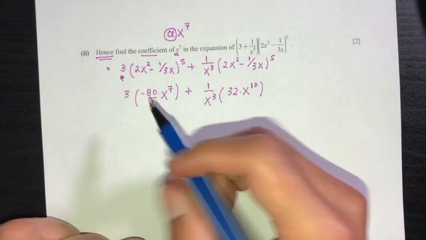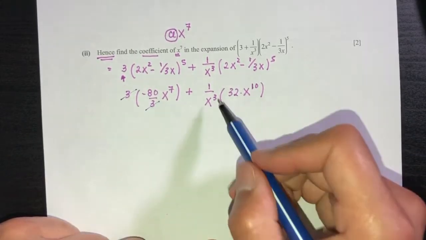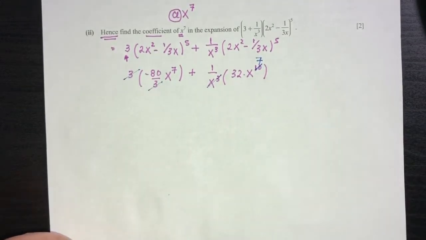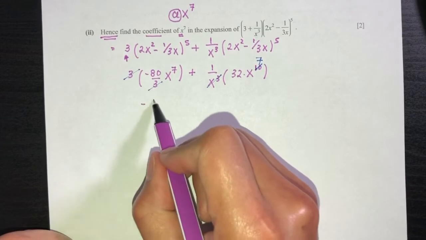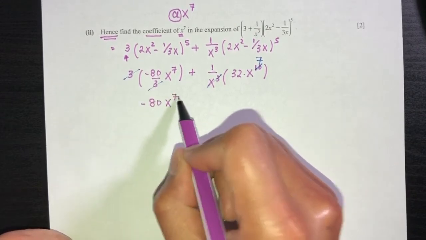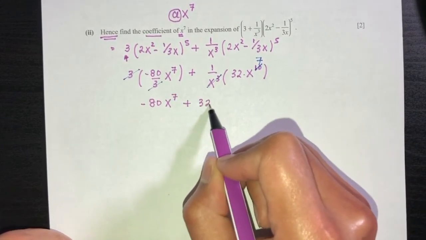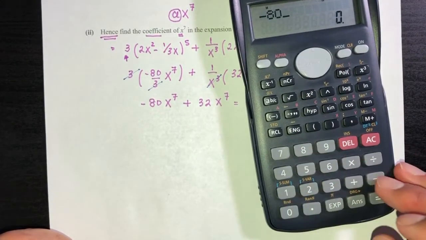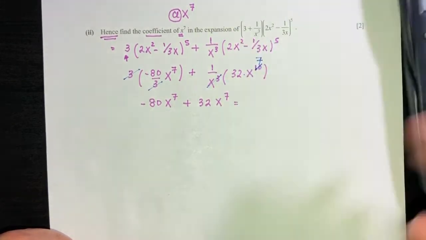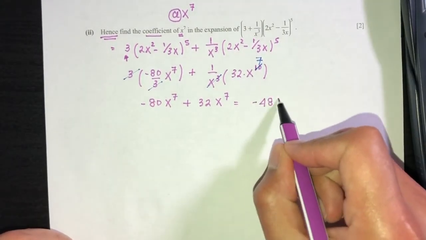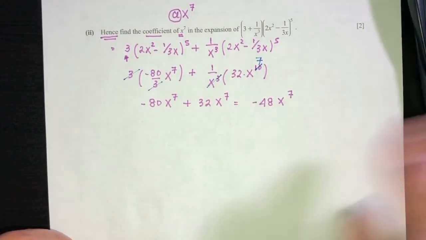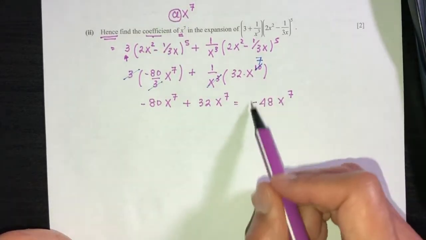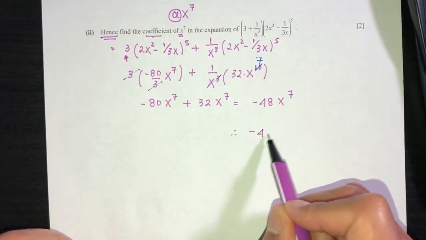Now we'll simplify. This one goes away. X power 3, that will be 7. So simplify, you will have minus 80 x power 7 plus 32 x power 7. That will give you minus 80 plus 32. That will be minus 48 x power 7. But your question is find the coefficient, so we have to find the value in front. That will be minus 48.